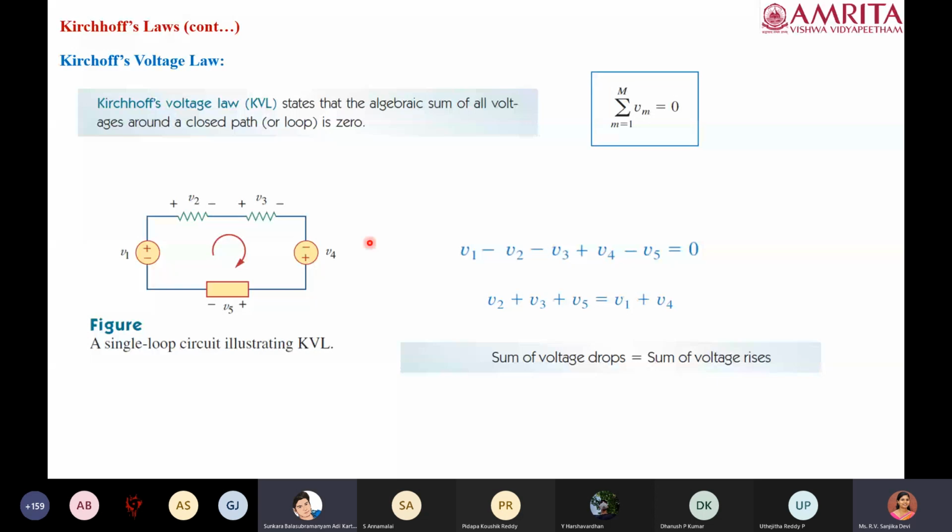Okay. So altogether, it means that the sum of voltage drop will be equal to the sum of voltage rise. Normally, if you go from minus to plus, there is a voltage rise, and if you go from plus to minus, there is a voltage drop. Okay.